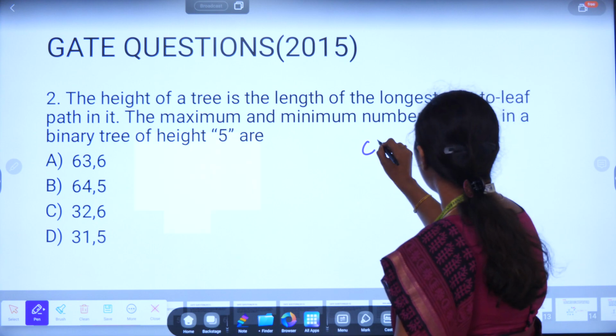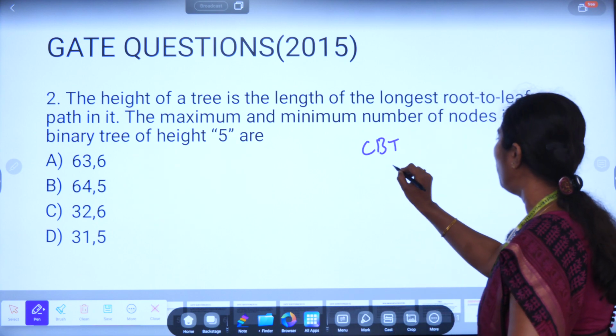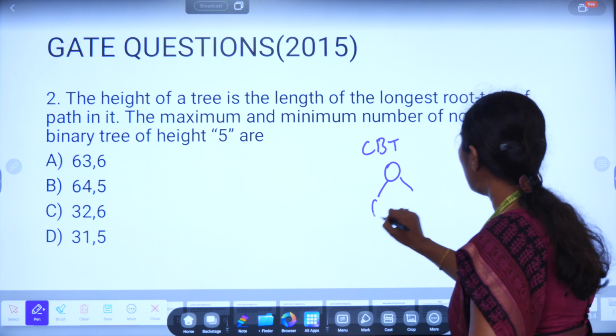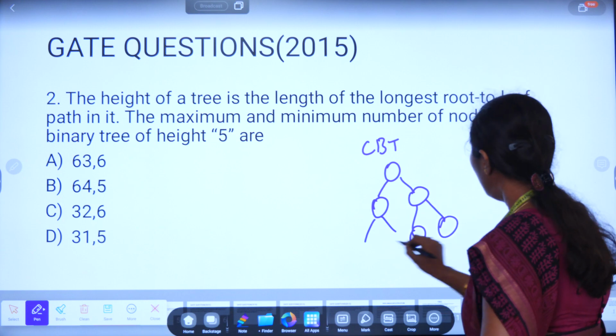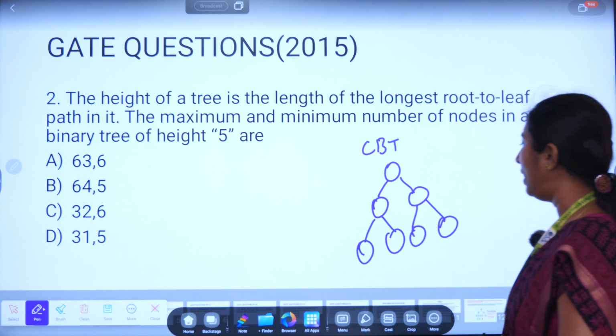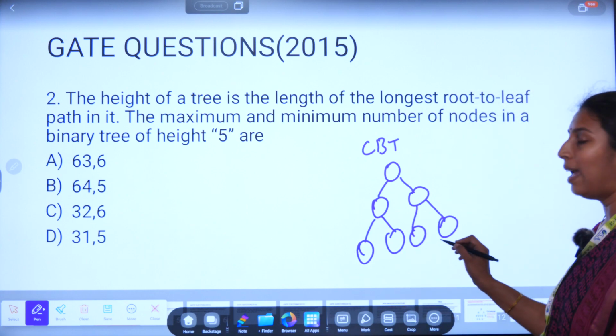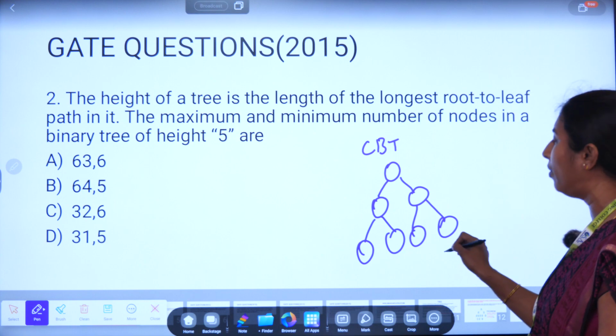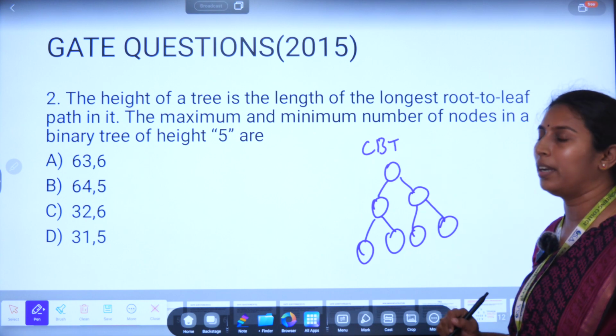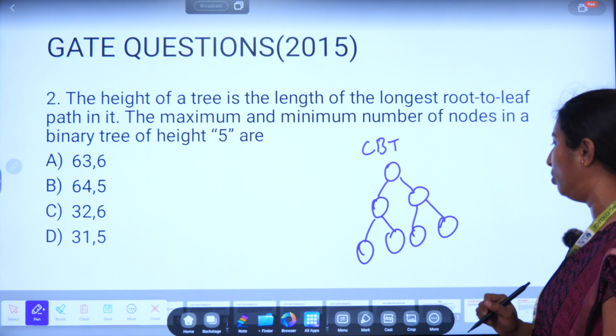So a complete binary tree is nothing but what? It can have exactly 2 children. So this is how it should be. The complete binary tree will be like this, which will have exactly 2 children. This is a complete binary tree. With the help of the complete binary tree, we are going to identify the maximum number of nodes.